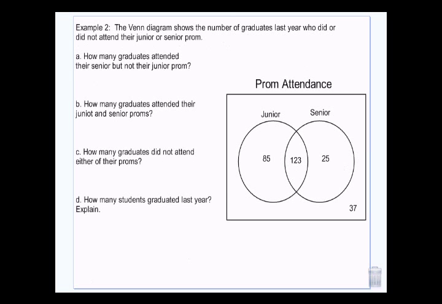Okay, if we go to the next one, we have prom attendance, junior prom, senior prom. And these are for graduates, so how many people attended their senior but not their junior? So these are your senior prom. These are your junior prom. This is the area of people that did both. Yeah, so 25. How many people attended both? How many didn't attend either one? And then how many students graduated last year?